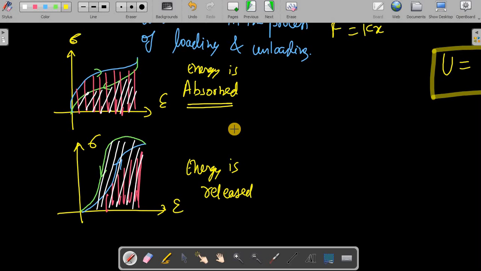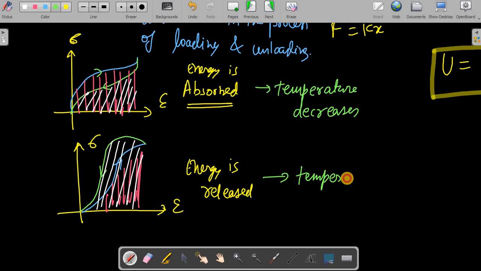How does it affect the temperature of the body? For example, in the first graph here, energy is absorbed. Energy is absorbed from where? From the same material it is absorbed. So in this case, temperature decreases. When energy is released, that energy will go into the material only, so temperature increases. Depending on what type of graph it is, we can say about that.